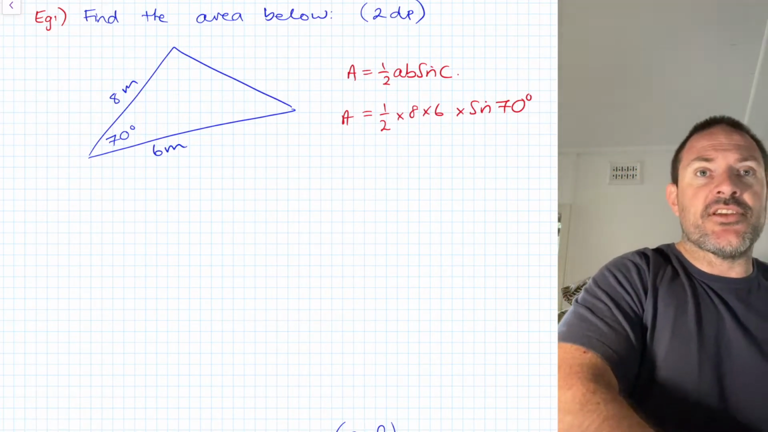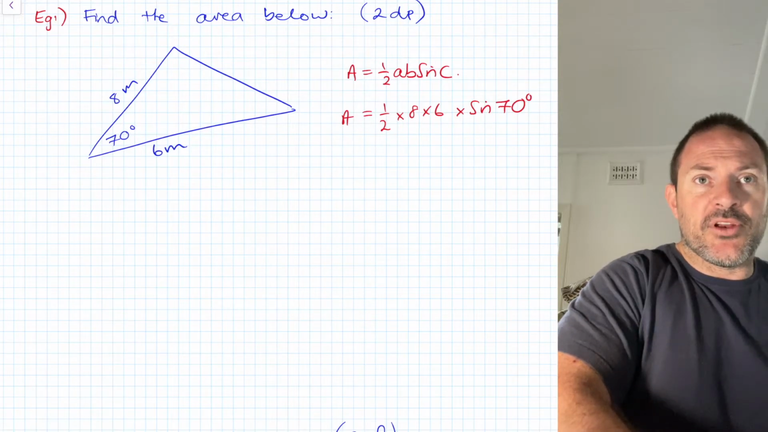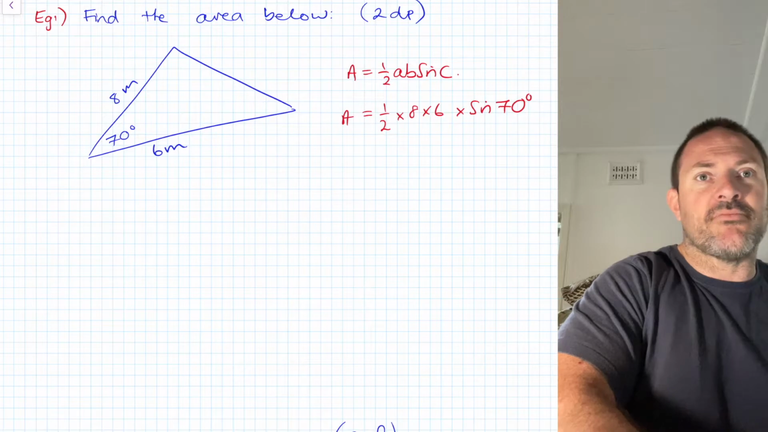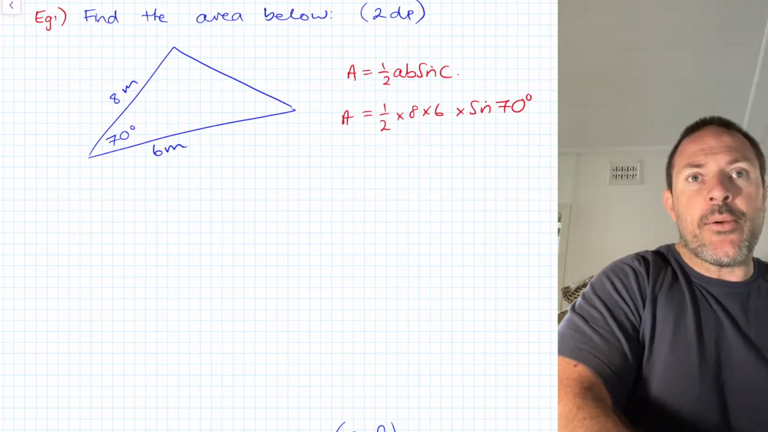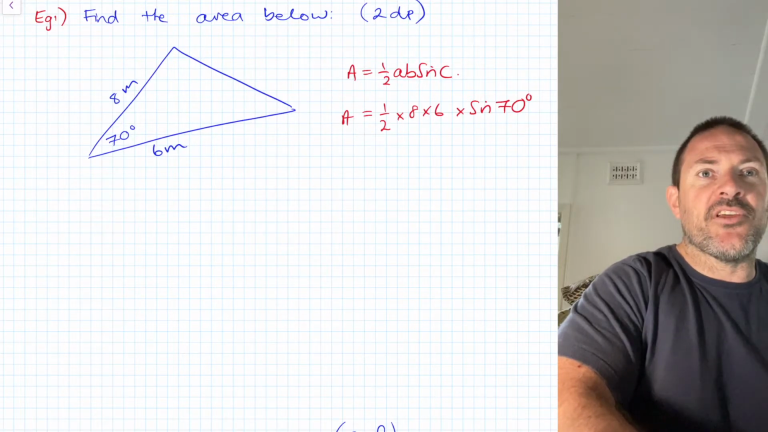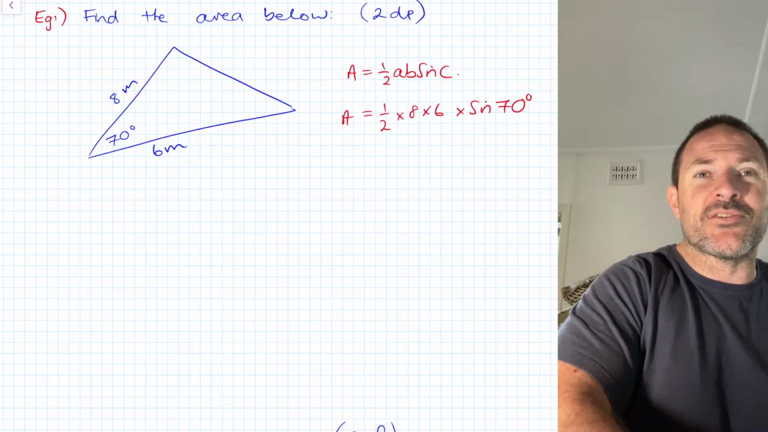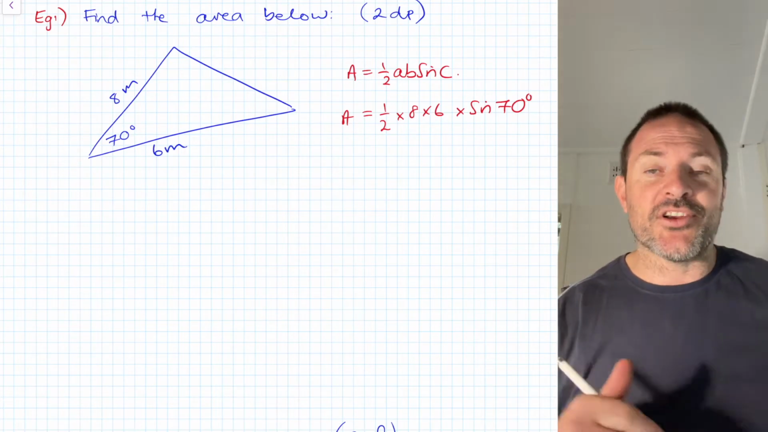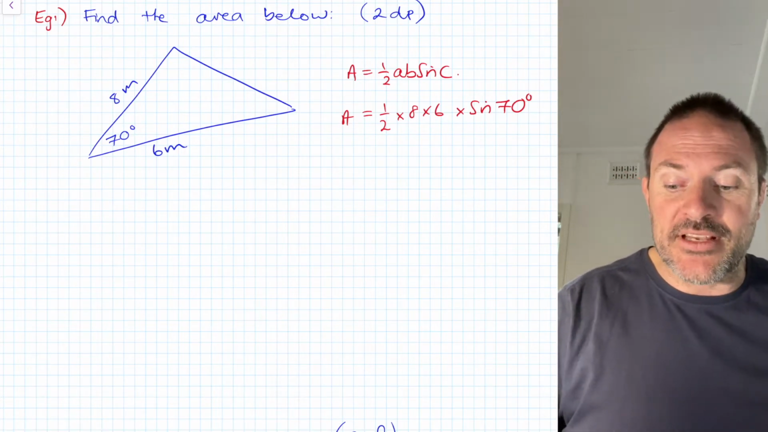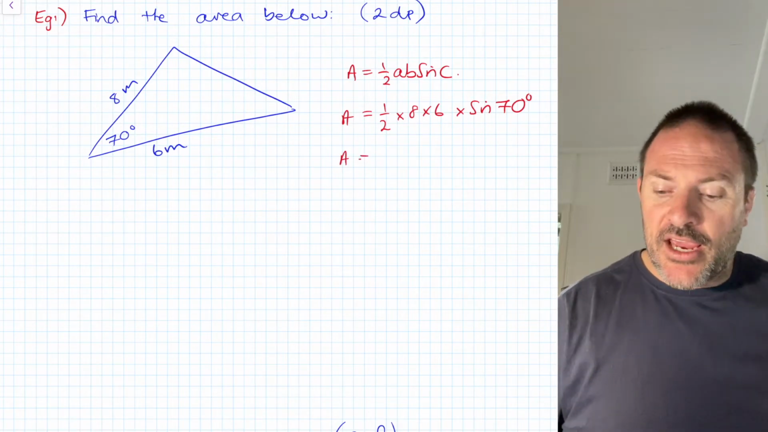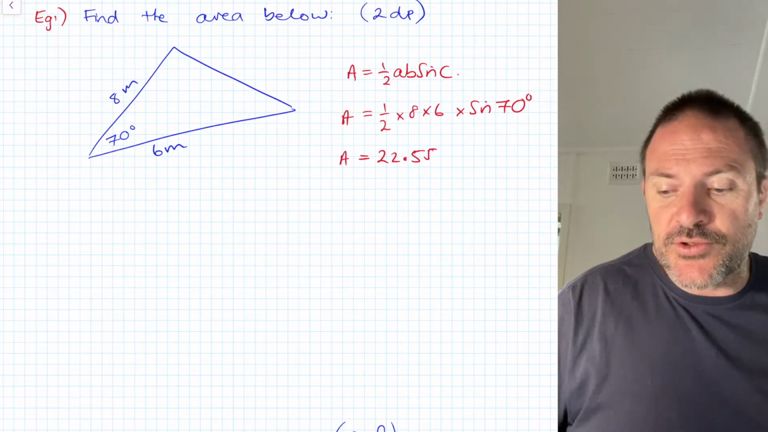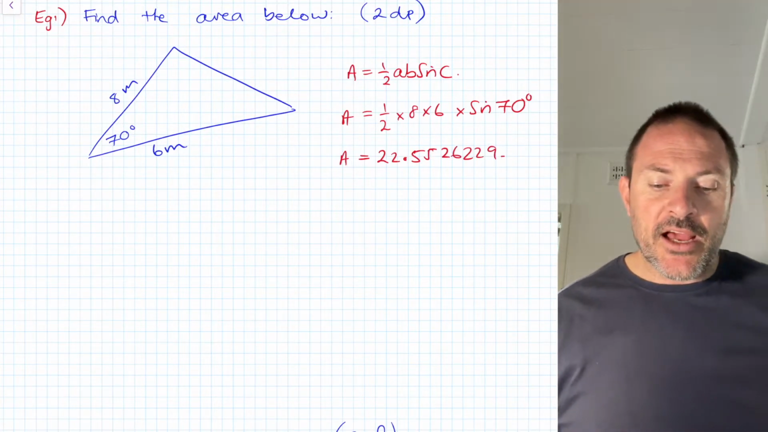So in this question, guys, we're simply going to do half times 8 times 6. You can do that lots of different ways, of course. And we're going to do times sine of 70. Just be careful. The only little mistake I see people make with this question is they don't use sine. They might use cos, for example. There's a certain question which we'll look at and it becomes evident why people do that. Okay, so we have 22.5526229... Now, of course, this is meters.